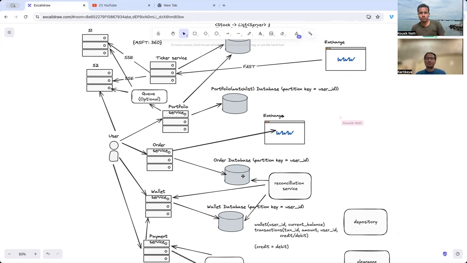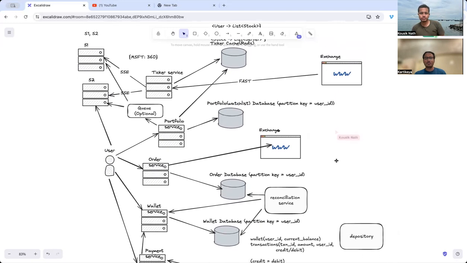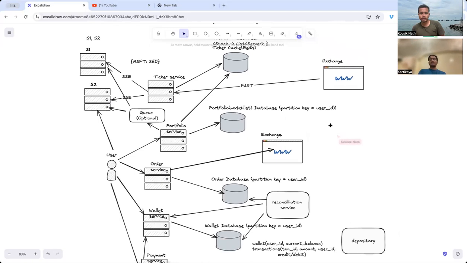Okay. So just to conclude, would you like to add the DB schema for the portfolio table and order table, just like we added for wallet?